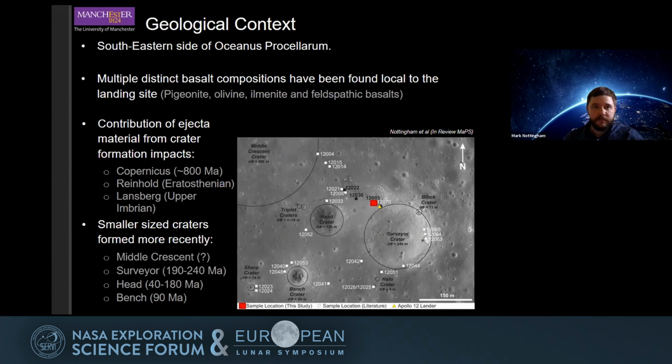This study examines samples from the Apollo 12 landing site on the southeastern side of the Oceanus Procellarum. Over its history, the site is thought to have had contributions of ejecta from impacts that formed craters like Copernicus, Reinhold, and the Lansberg craters. And subsequently, impacts that formed several smaller named and unnamed craters have reworked the regolith cover that's local to the landing site.